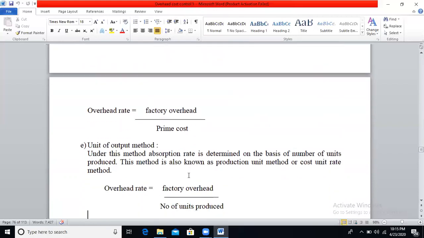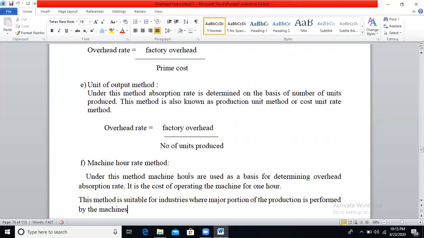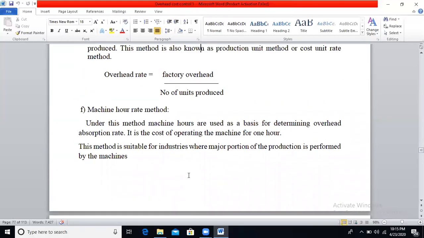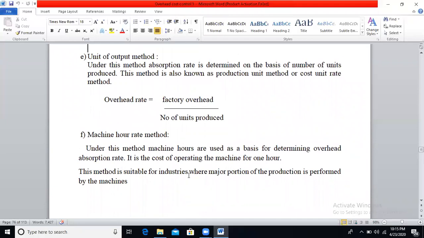The next method is the unit of output method. Under the units of output method, the number of units produced is the basis. Absorption rate is determined on the basis of number of units produced. So overhead rate is equal to factory overhead divided by number of units produced. This unit of output method is also known as the production unit method or cost unit rate method.